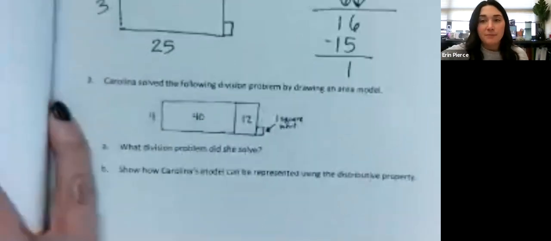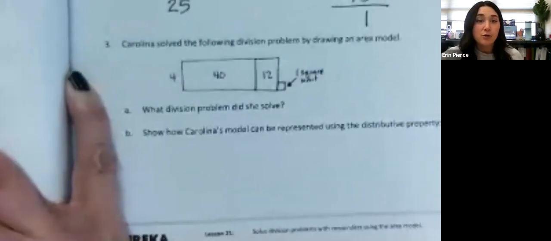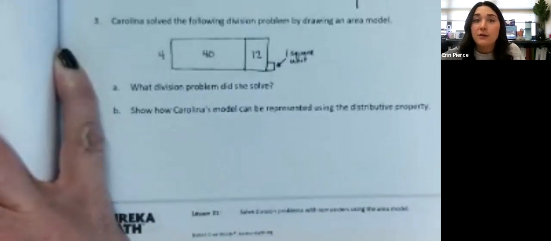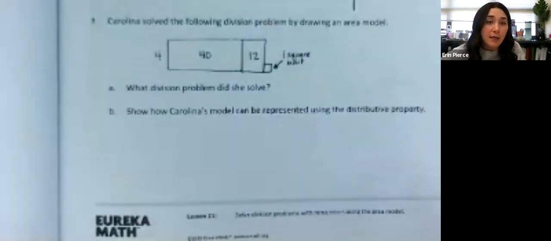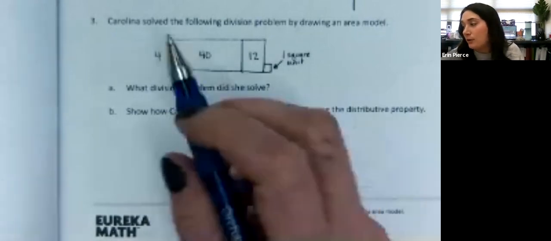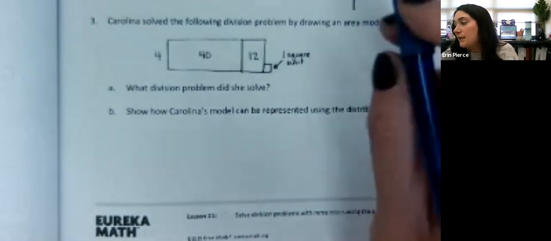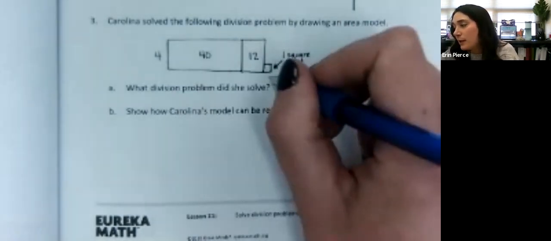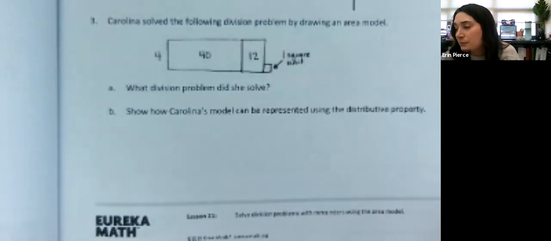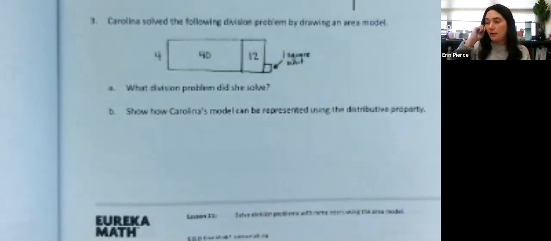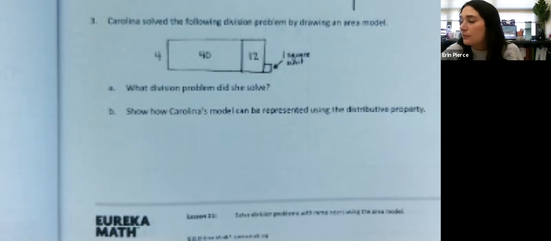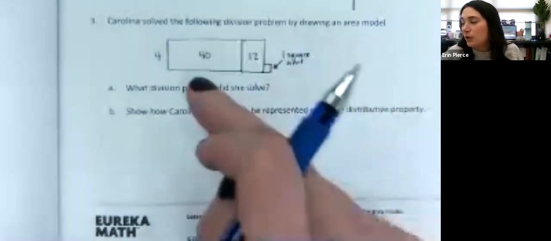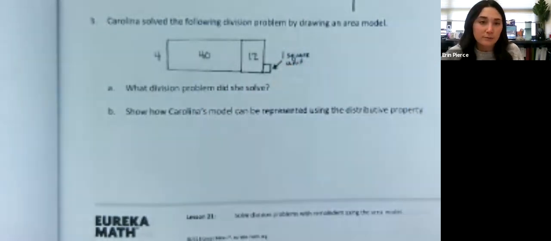Let's look at number three. It looks like the area model's already drawn with it. We just have to figure out the following. Carolina solved the following division problem by drawing this area model. So she looks like she did 40, 12, and 4, and she has one square unit left over. So if we want, we got to think she was solving, what is 40 plus 12?